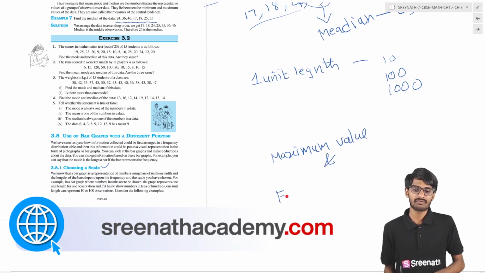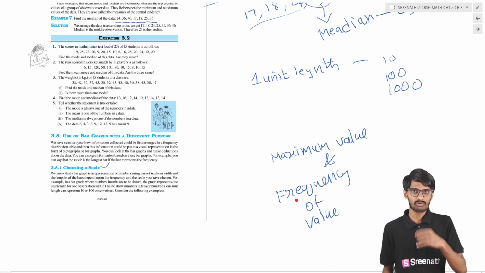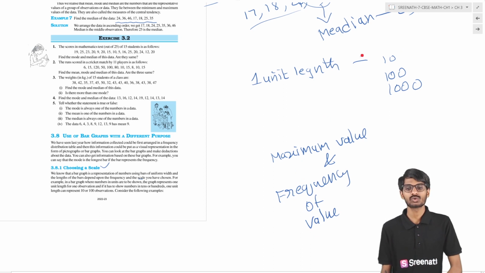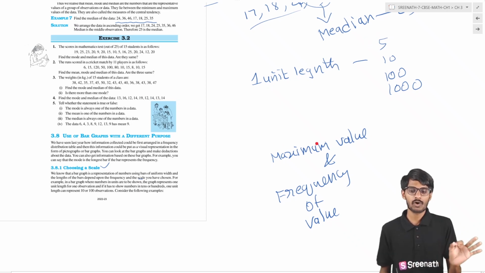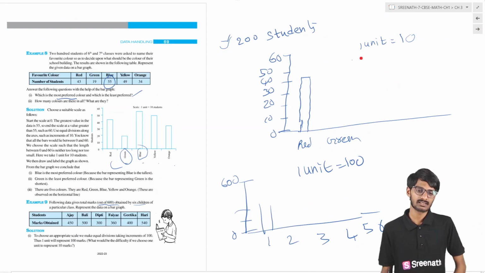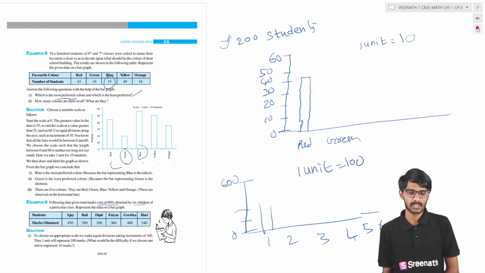and the frequency of values. By observing these two things in the data, you have to take one unit length equal to 10 or 100 or 1000, or 5 or anything like that, depending upon the maximum value and the frequency of the value, students. In that way we draw a bar graph, students.